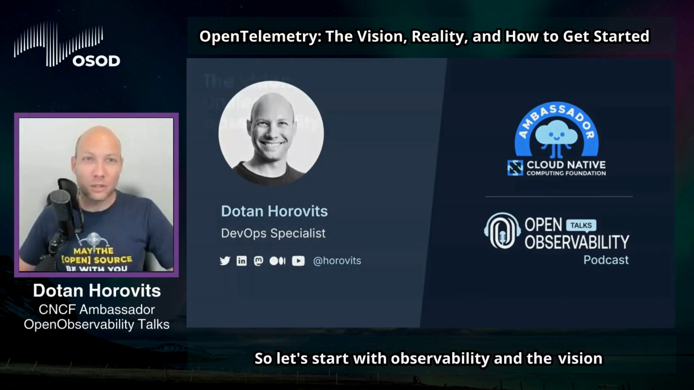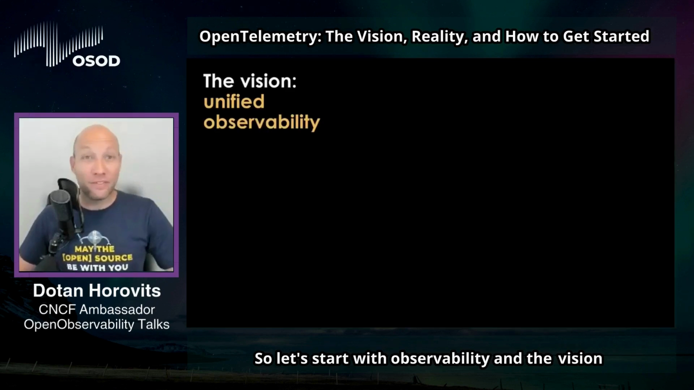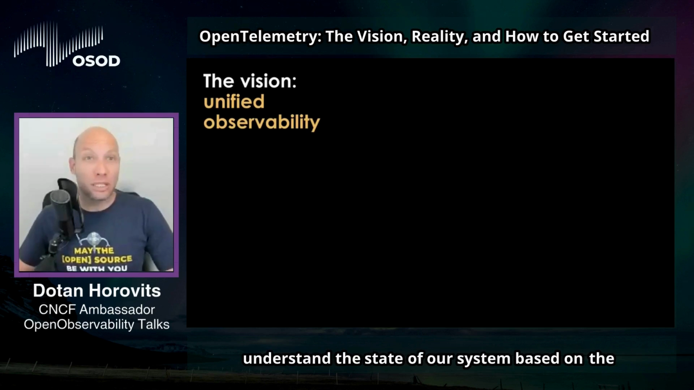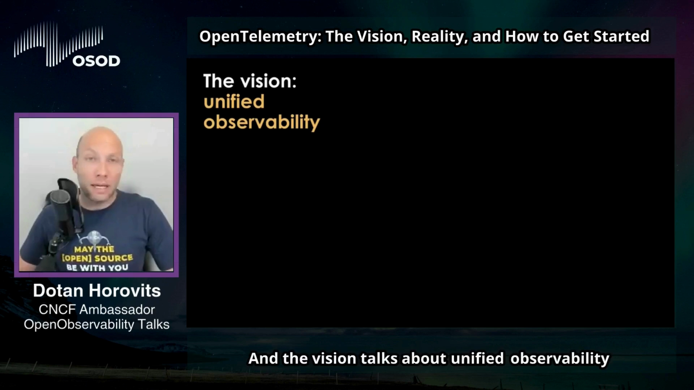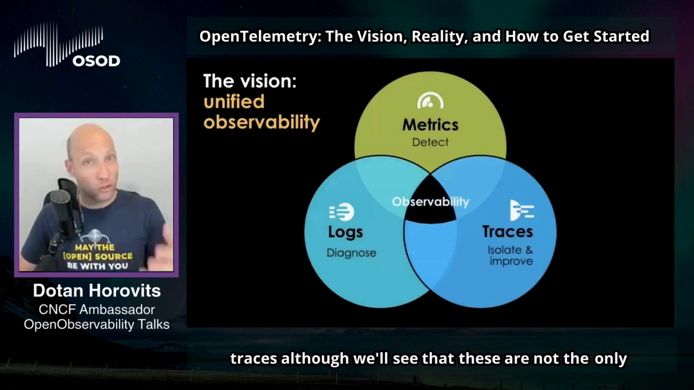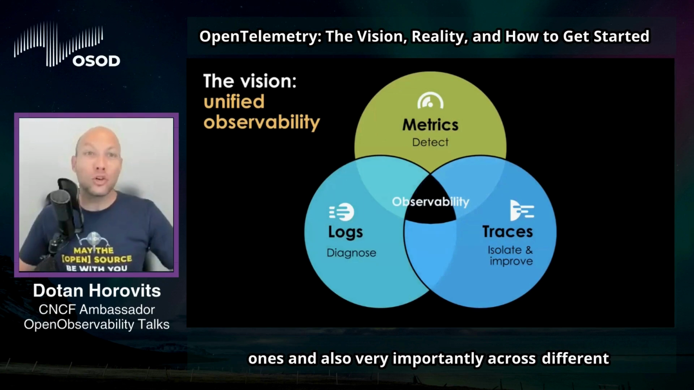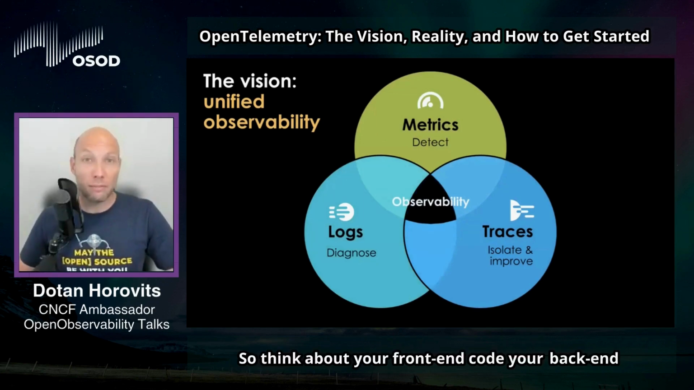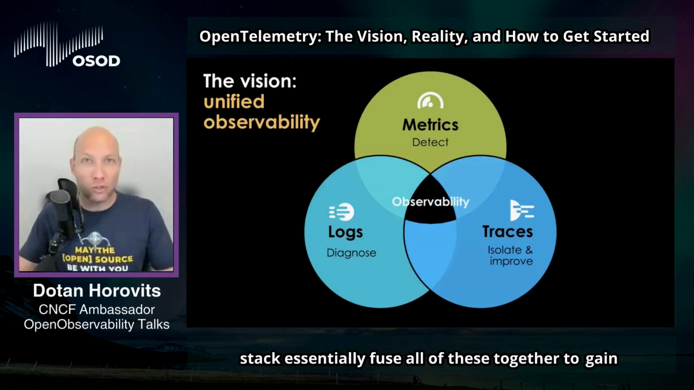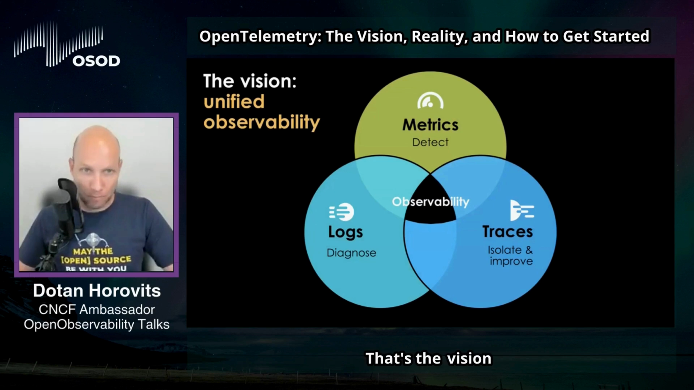So let's start with observability and the vision. Observability, as we all know, is the ability to understand the state of our system based on the telemetry data that it emits. And the vision talks about unified observability across different signals, primarily logs, metrics, and traces, although we'll see that these are not the only ones, and also, very importantly, across different sources. So think about your front-end code, your back-end code, open source tools, cloud services, everything you have in your ecosystem and your stack, essentially fuse all of these together to gain unified observability. That's the vision.